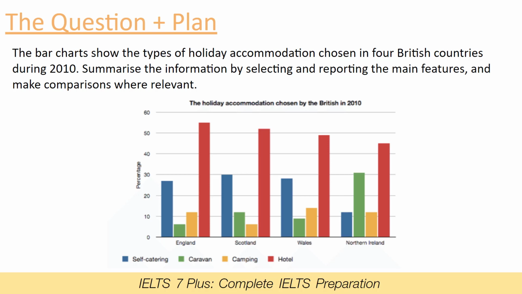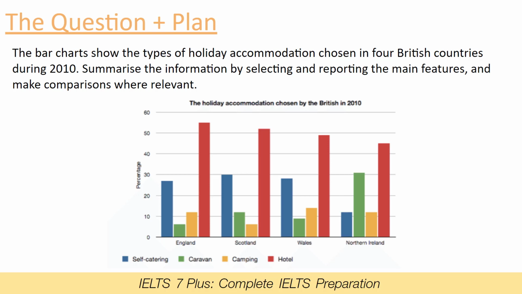Take a look at the key, please. We have 4 types of accommodation. Let's see what I got right. Self-catering, which means probably a cottage or a house that you rent and you cook your own food, self-catered. We have a caravan, a very British type of holiday accommodation. Then we have camping, I think I said that. And we also have hotels, of course, very popular indeed.